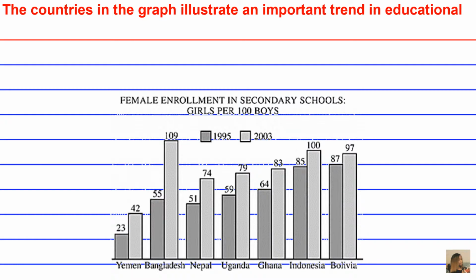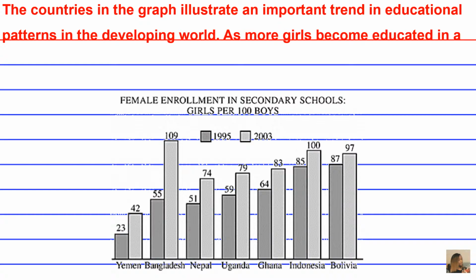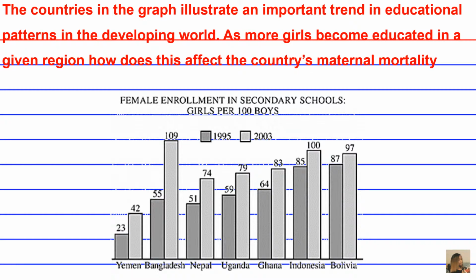The countries in the graph illustrate an important trend in educational patterns in the developing world. As more girls become educated in a given region, how does this affect the country's maternal mortality rate? All right, I'll give you a moment to think and formulate your answers. For those of you using this flashcard for the AP Human Geography review, be sure to write out a complete sentence and answer that's concise and clear, okay?